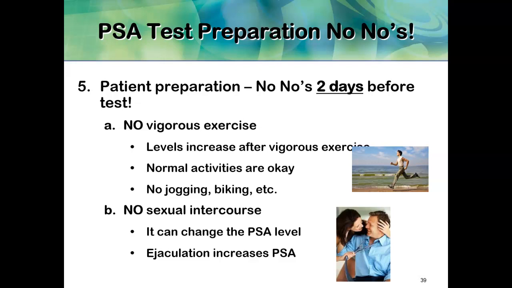The other thing that should be avoided is sexual intercourse, or more specifically, ejaculation, because it can change and increase the PSA levels, which could then lead to a false positive result.